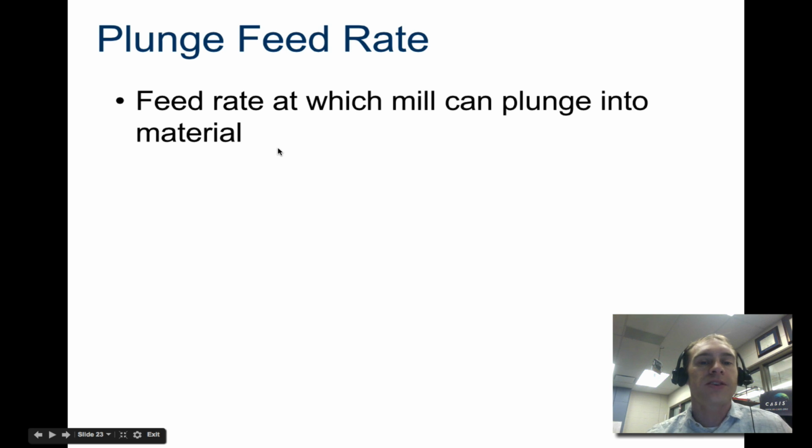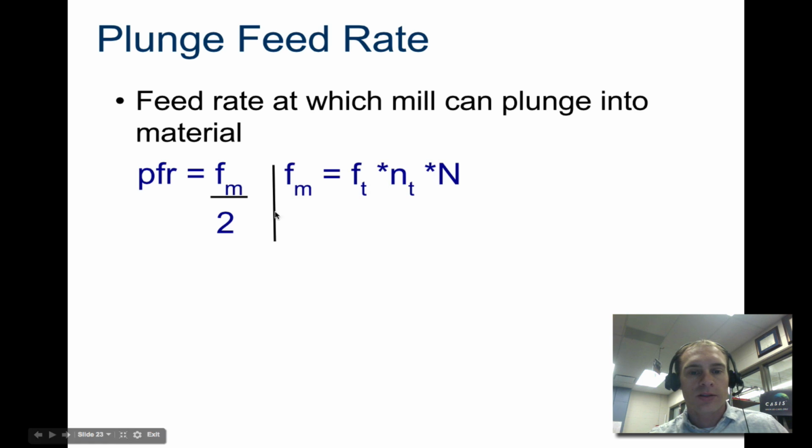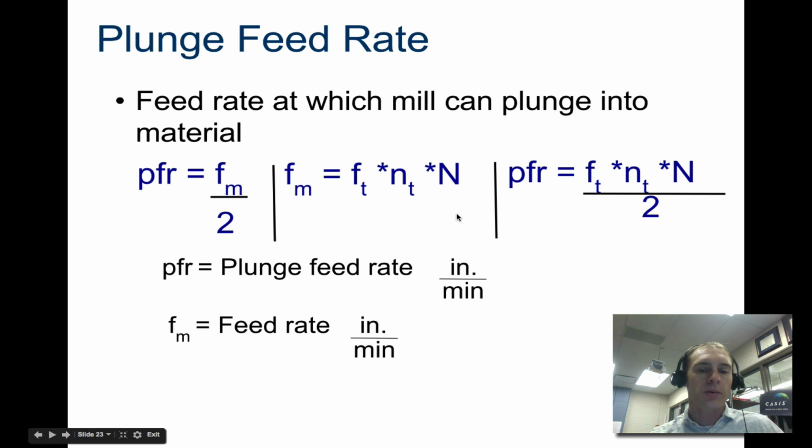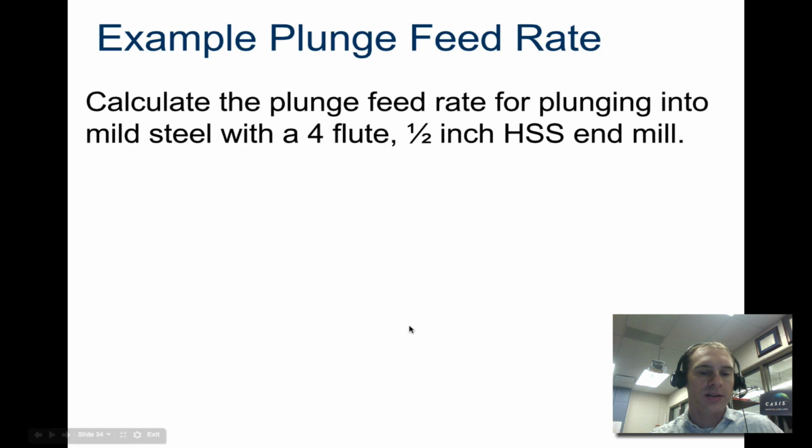So the last thing is the feed rate at which the mill can plunge into material, and it's very simple. You just take the feed rate that you calculated before, FM, which again stands for feed rate, and you divide it by 2. So we take this previous formula that we had, and we just divide it by 2. Why in the world would we do that? So again, plunge feed rate is in inches per minute, and so is feed rate.